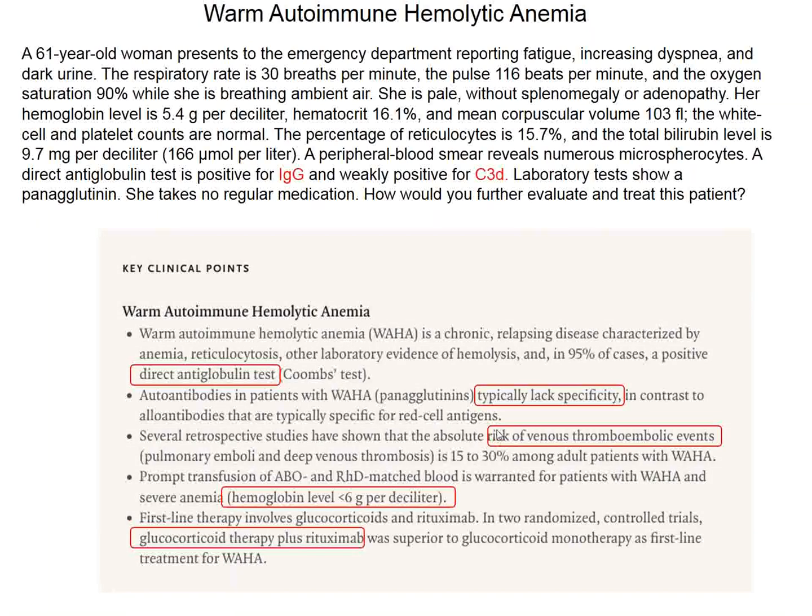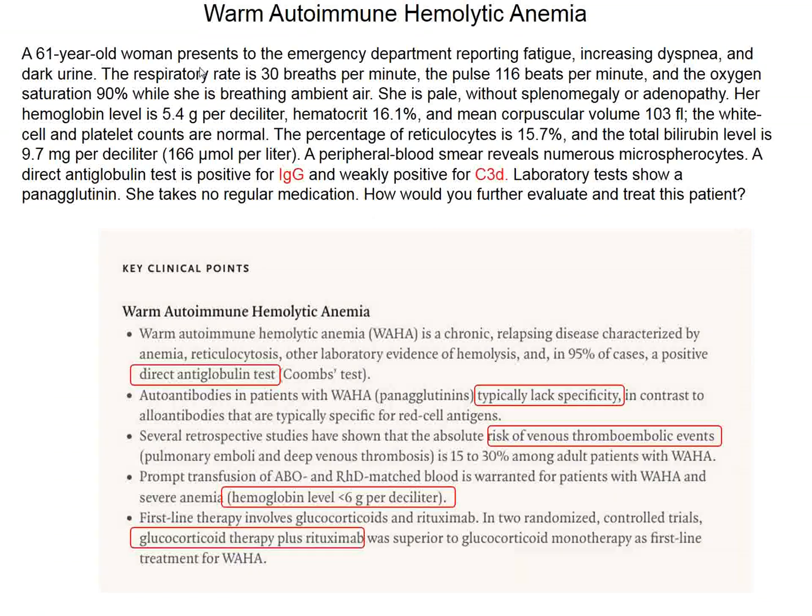Now, these patients, in addition to getting hemolytic anemia, are also at increased risk for thromboembolic events, which I guess we could imagine would be the case if their erythrocytes are clumped. And if they have a hemoglobin less than 6 grams per deciliter, they might need to be treated with transfusions. And you could imagine that glucocorticoid therapy plus rituximab might be a good idea.